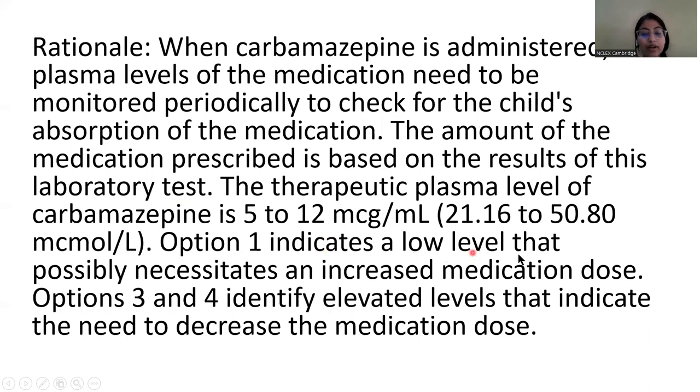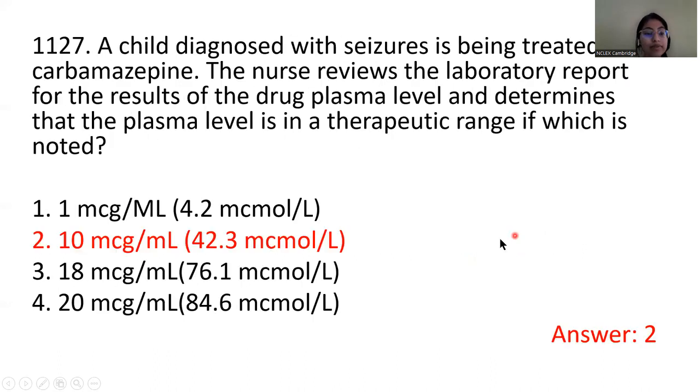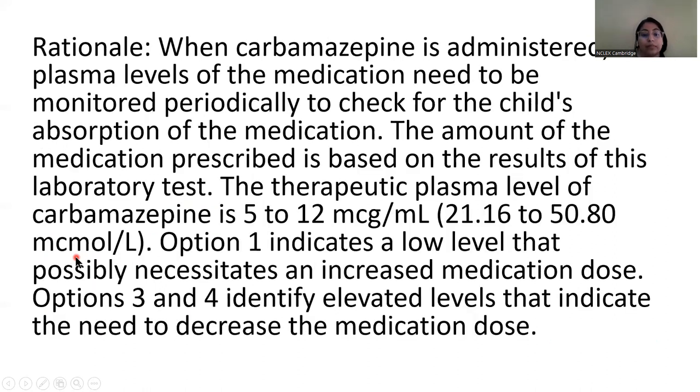Option 1 indicates low levels that possibly necessitate an increased medication dose. Okay, so 1 mcg is a very small amount, so we have to increase the dose. Okay, and 18 mcg and 20 mcg mean that it is a very high dose and we need to stop this medication. So this is the correct dosage. 10 mcg per ml is the correct dosage.